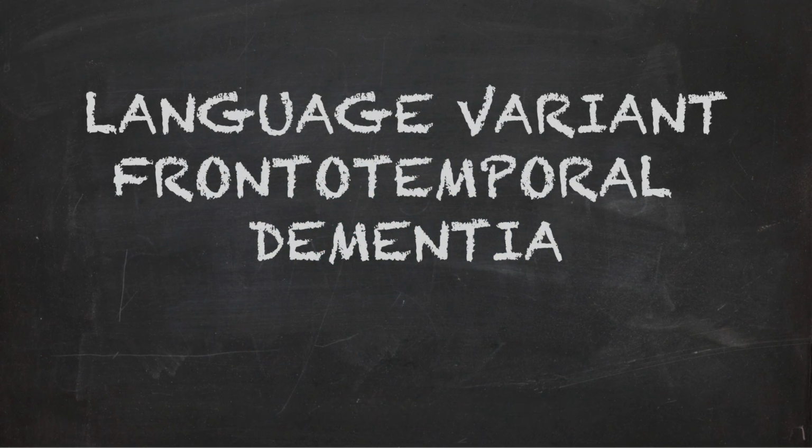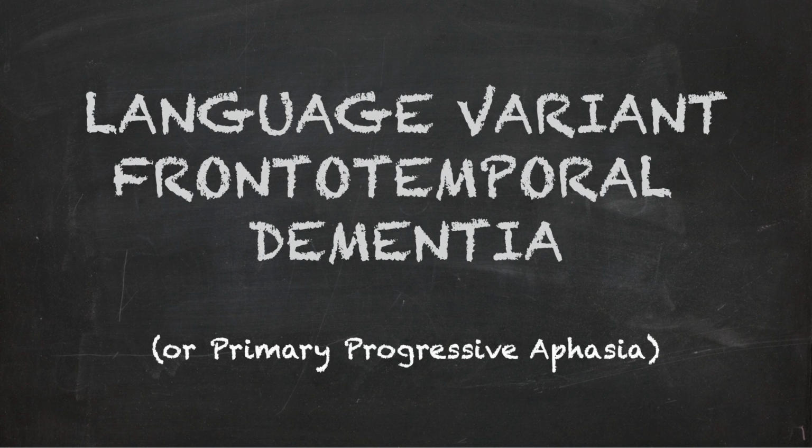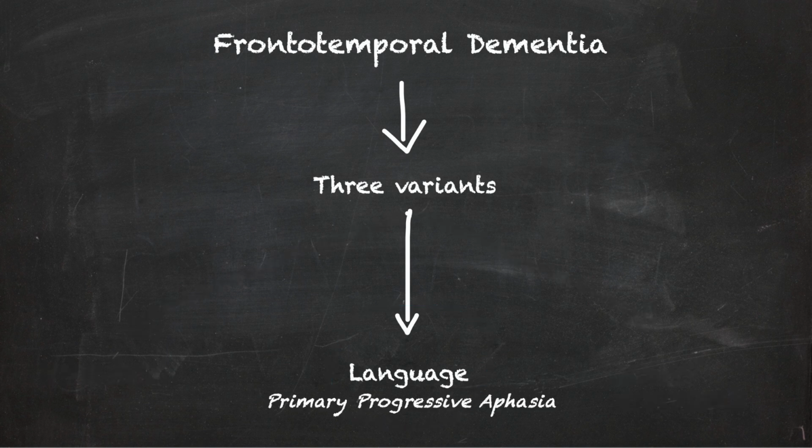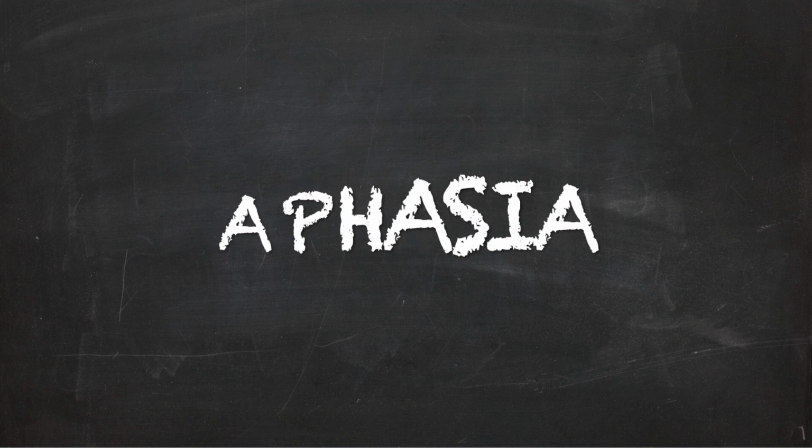Language variant FTD, or primary progressive aphasia. After behavioral variant FTD, the next most common type of FTD affects speech and language. This subtype is language variant FTD, but is also called primary progressive aphasia, or PPA. First, let's define aphasia.